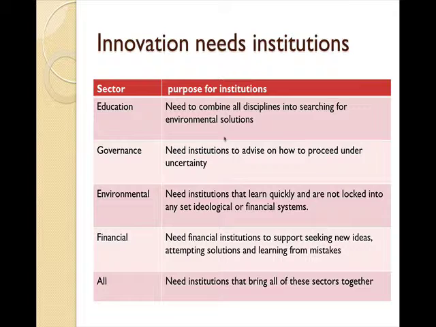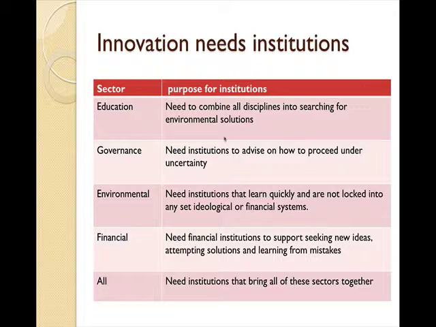Innovation needs governance. We need institutions to advise people on how to proceed under uncertainty. Should they employ some new innovative thing, or should they copy something that they know had already worked? This requires input from a governance structure. For just finding environmental innovations, we need institutions that learn quickly, not locked into any set ideological or financial systems, and can be nimble and can find new ways to solve problems.